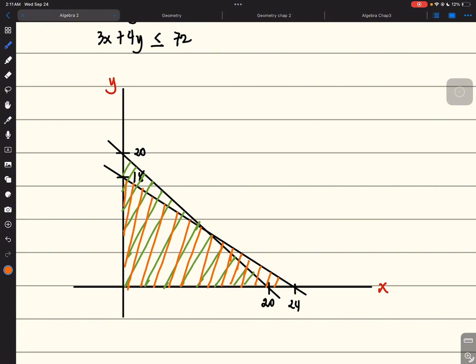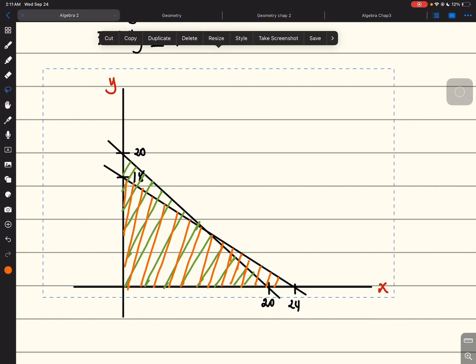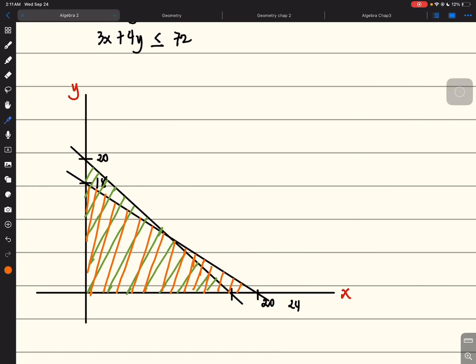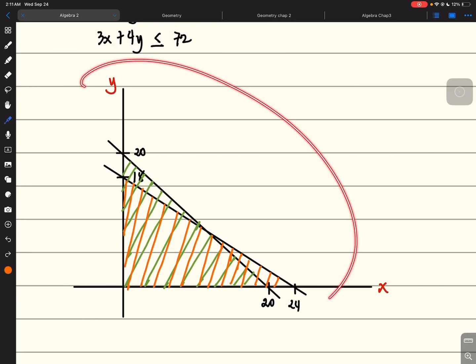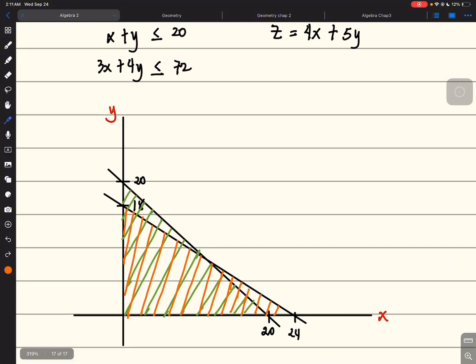Okay. So if we're going to observe our graph, for the first inequality, I shade it as green, and then for the second inequality, I shade it as orange. So if we're going to look, the feasible region is where the two shaded areas are intersecting, so meaning this region. So let's shade that one.